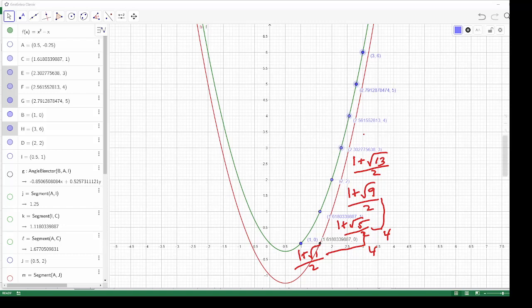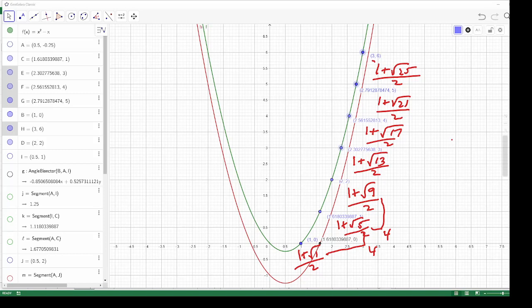And this pattern is going to continue on our x squared minus x parabola. So this will be 1 plus the square root of 17, 1 plus the square root of 21 over 2, and of course 1 plus the square root of 25, which is 1 plus 5, which is 6 over 2, which is 3. And if you square that, it's 9, and 3 plus 6 is equal to 9.